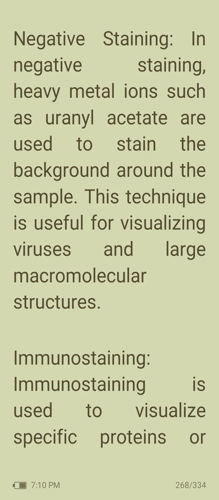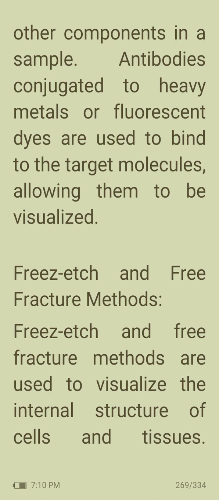Next is immunostaining. Immunostaining is used to visualize specific proteins or other components in a sample. Antibodies conjugated to heavy metals or fluorescent dyes are used to bind to the target molecules, allowing them to be visualized. Next, freeze etch and freeze fracture techniques.